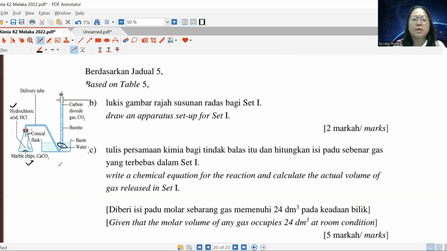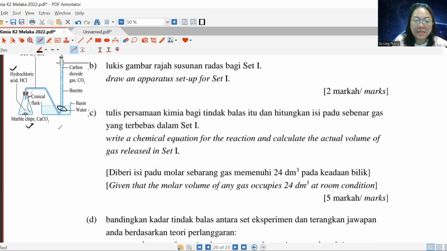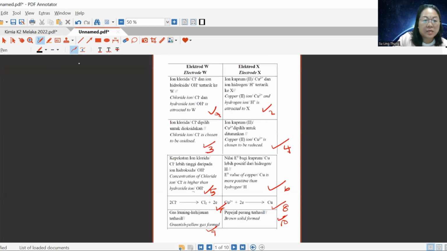Unless you are asked to write a procedure, then you need to mention the stopwatch because we do know how important a stopwatch is in a rate of reaction experiment. Okay. Now, C, write a chemical equation for the reaction and calculate the actual volume of gas released in set 1. So what happened? The chemical equation here will be HCl plus CaCO3, we will get, let's do the other side.